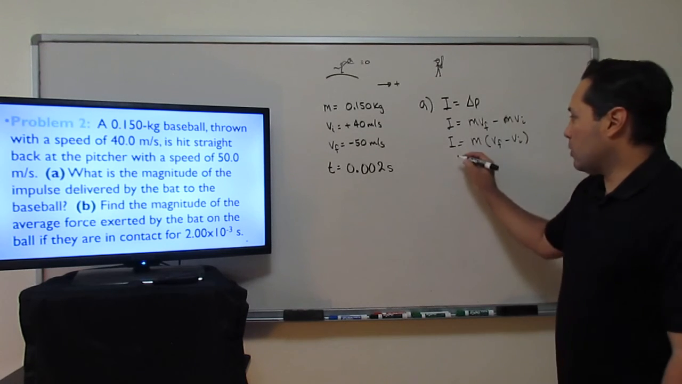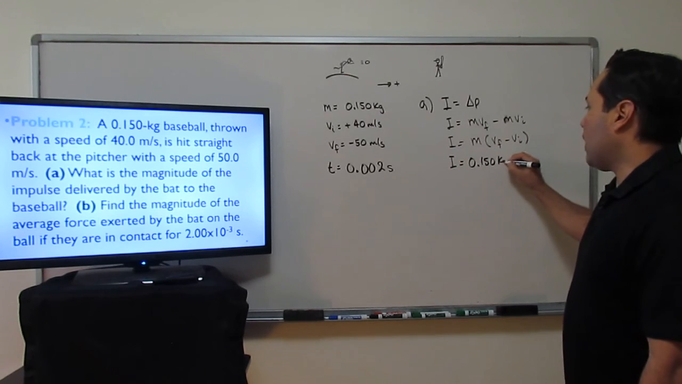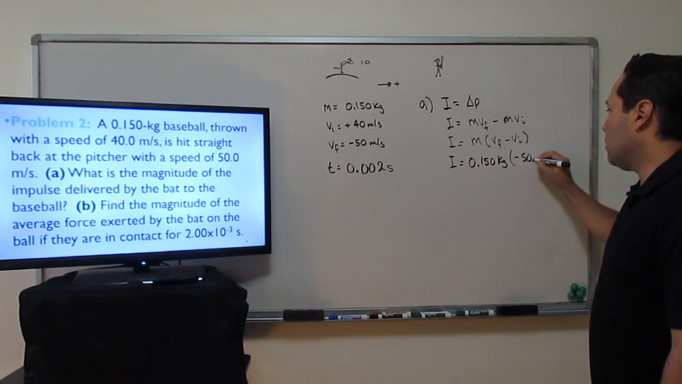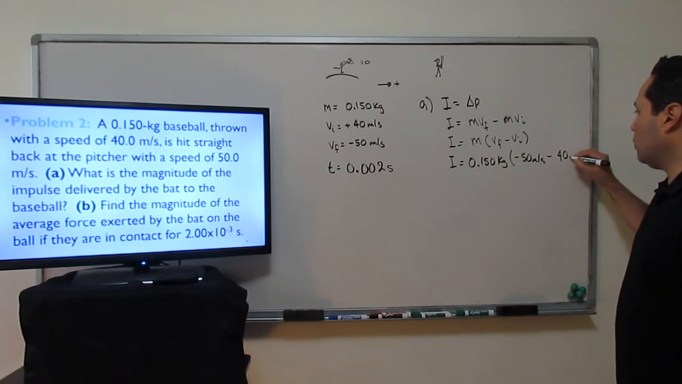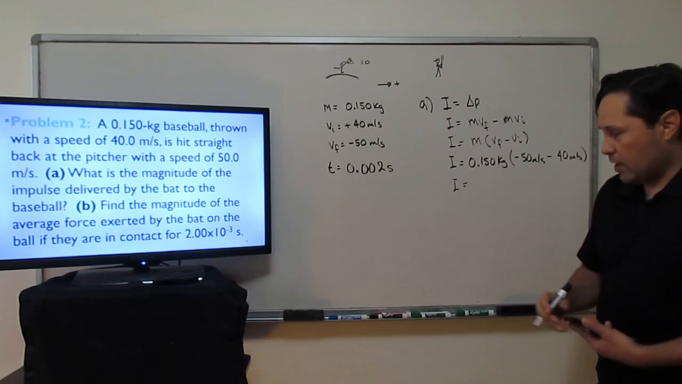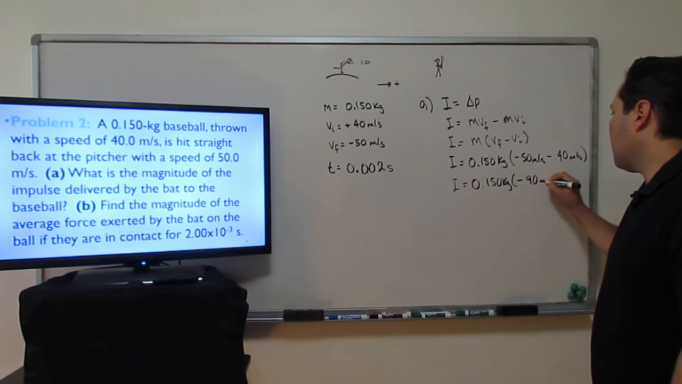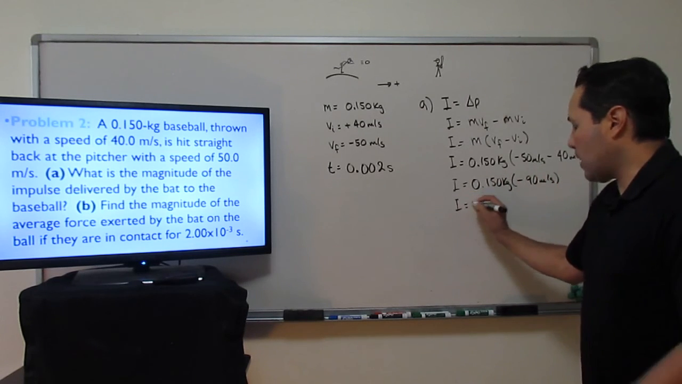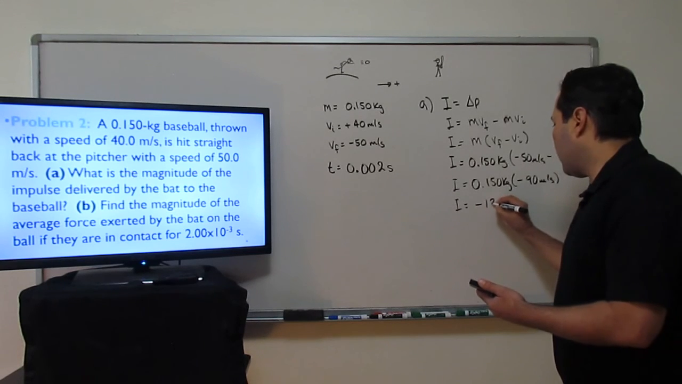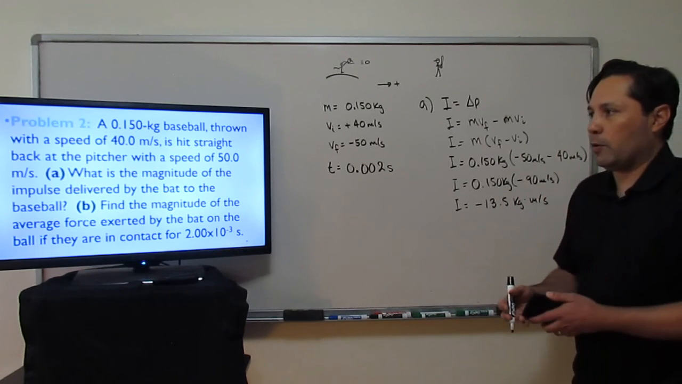All right, let's plug in our values. The mass remains constant, 0.15 kilograms, multiplied times velocity final, which is negative 50 meters per second, minus velocity initial, 40 meters per second. So notice the signs, both are negative, so it's going to be negative 90 times 0.15 kilograms. And we just multiply to get our answer. So it's going to be negative 13.5 kilograms times meters per second. That is our value for part A.